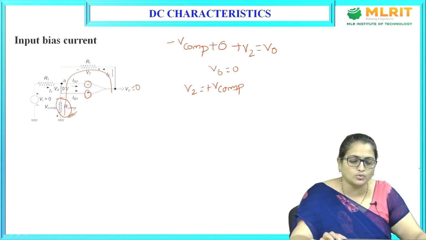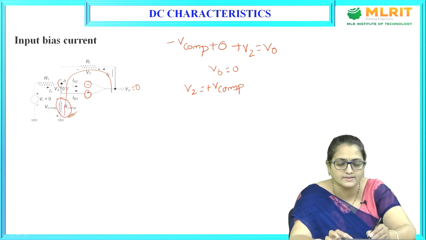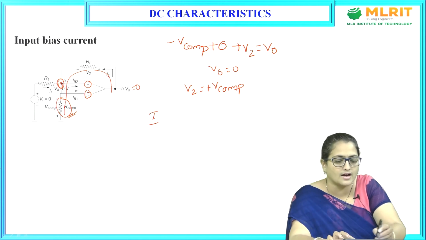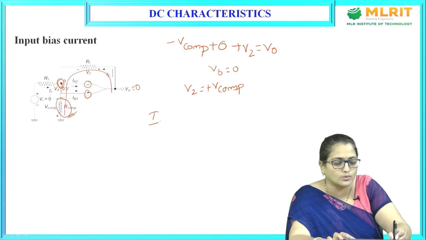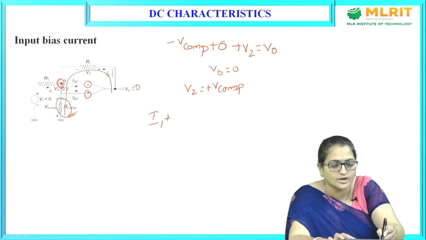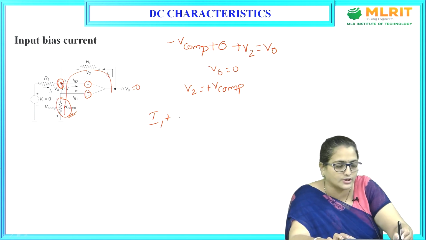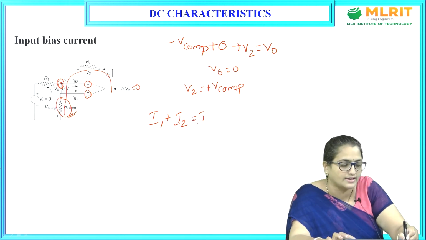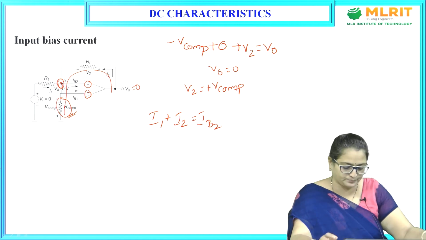So, what I am doing here is now applying KCL across this node. I am writing this as: the current entering the node is I1 and the current entering the node from this arm is I2. I1 plus I2 is equal to the current leaving through this arm, which is IB2.